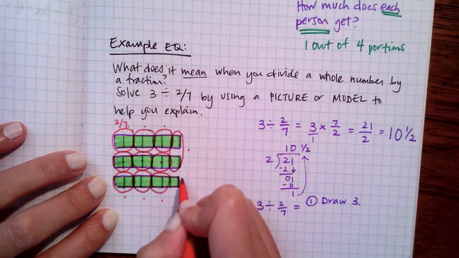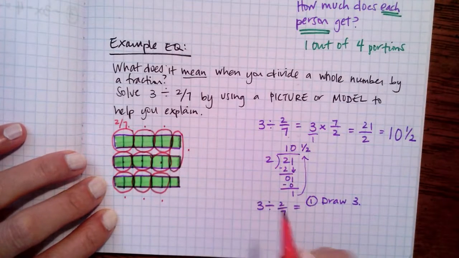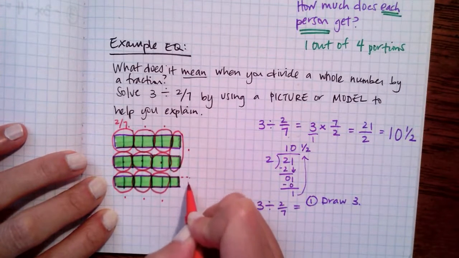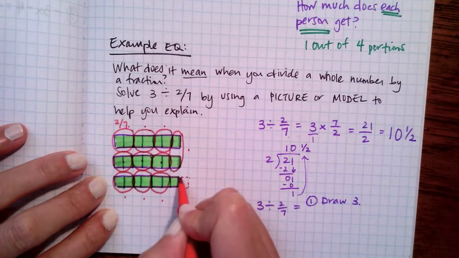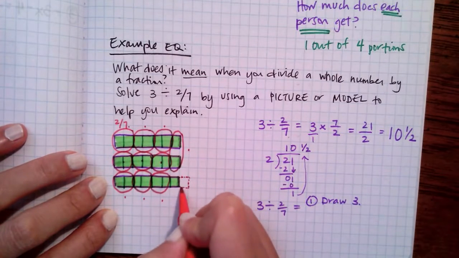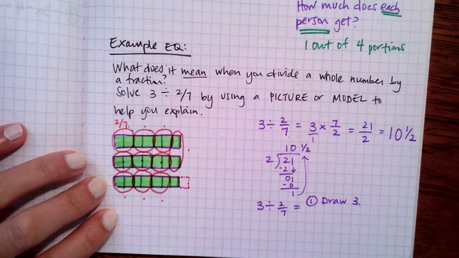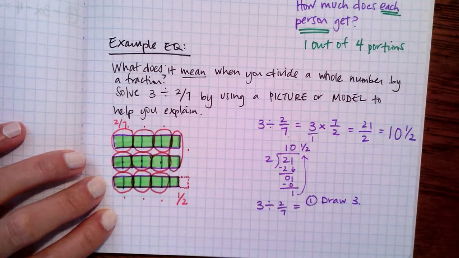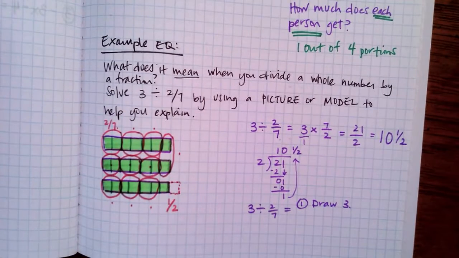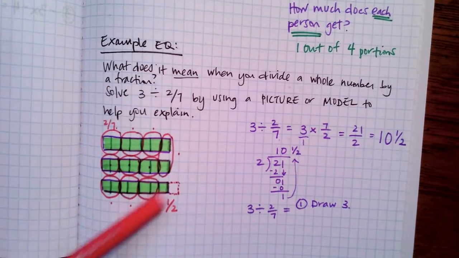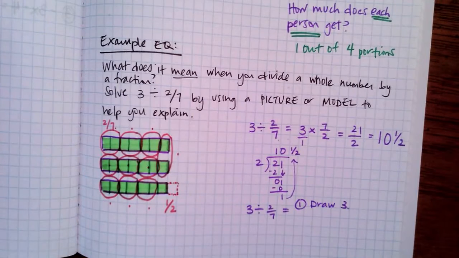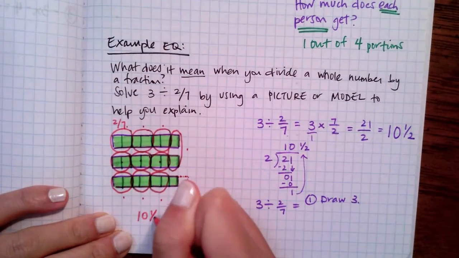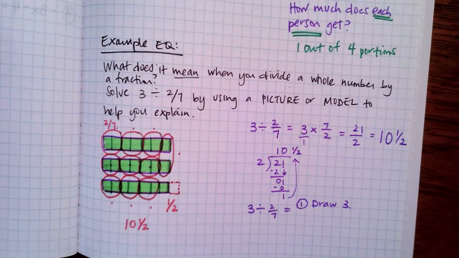And then we have 1 piece left over. We need 2 pieces to make a group of 2/7, but we don't have it. We have half of what we need. Okay, so that's why our answer is 10 total groups and only half of what we actually needed to make another whole.